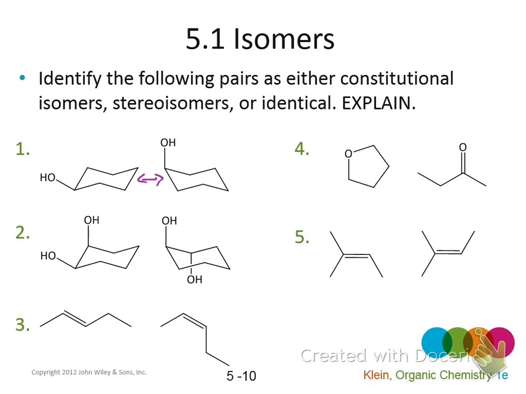What about number 3? Draw a line through the double bond. And then if it helps you, because we talk about hydrogens when we do this, you put a hydrogen there and a hydrogen there. Which one's that? Trans. And I put a hydrogen here and a hydrogen here. That one's cis. So these are stereoisomers.